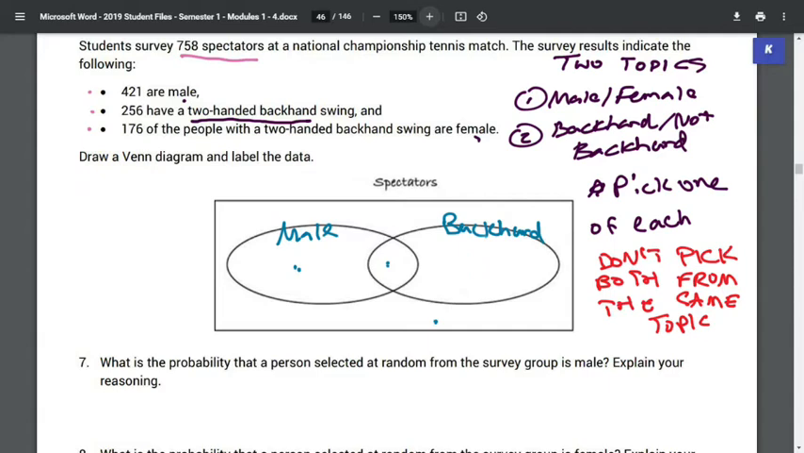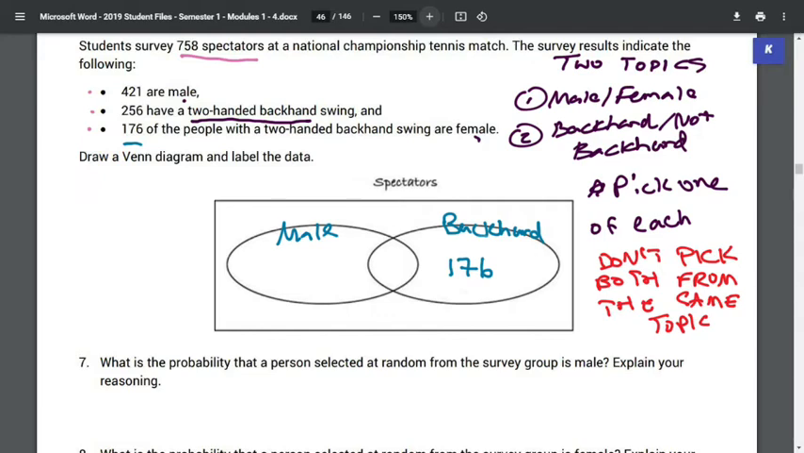So let's go ahead and get started in terms of filling this out. If I look at this very last one, it tells me 176 people with a backhanded swing are female. So of course, then they aren't going to be in this male bubble, but they have a backhand. So I'm going to write 176. So that was information that was provided for me.